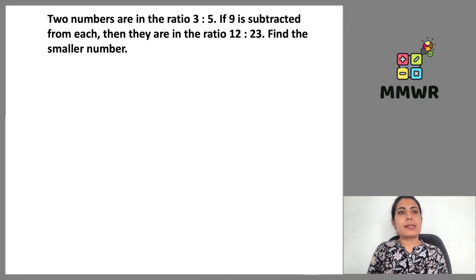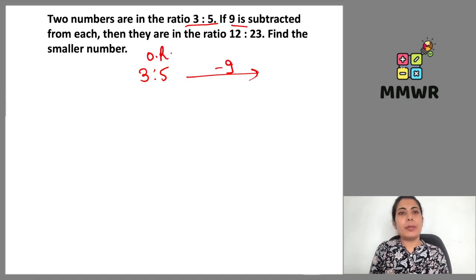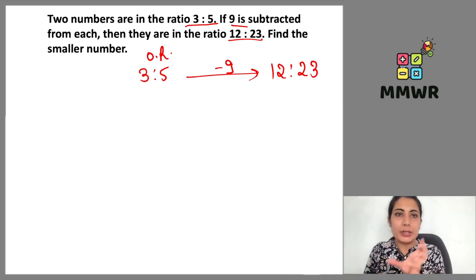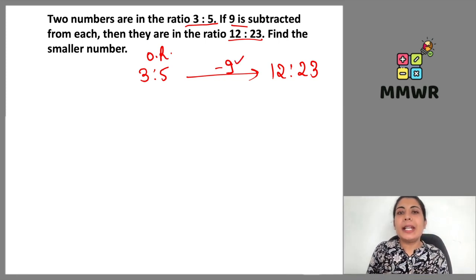Next example: two numbers are in the ratio of 3:5. Okay, this is the old ratio. If 9 is subtracted from each term, then they are in the ratio 12:23. This time the new ratio is also given, the old ratio is given, and 9 we are subtracting. We have to find out the smaller number. Numbers need to be found.